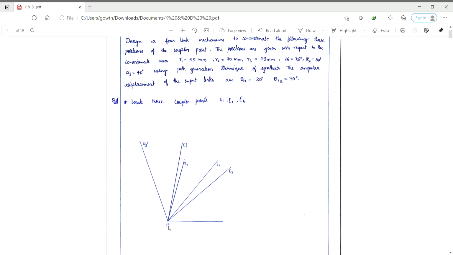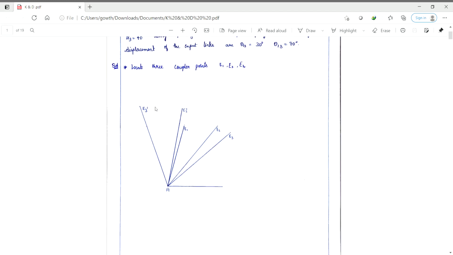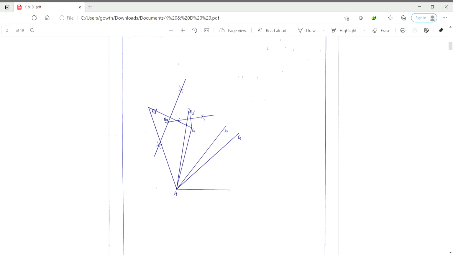Taking A as center, rotate E2 and E3 points to a location E2 dash and E3 dash. That is, E2 is rotated by an angle of 30 degrees, which reaches E2 dash, and E3 is rotated by an angle of 70 degrees, which reaches E3 dash. And now draw mid normals for E1, E2, E2 dash, and E1 and E3 dash. Those perpendicular mid normals meet at a point B1, and draw a line joining B1 and A.